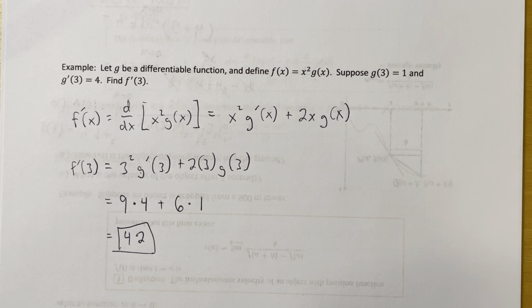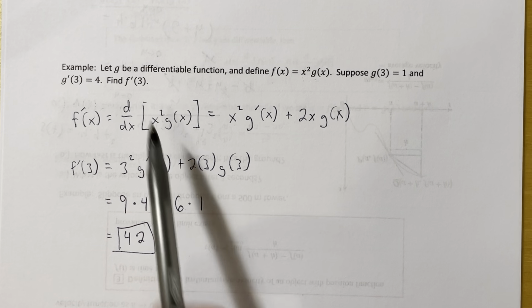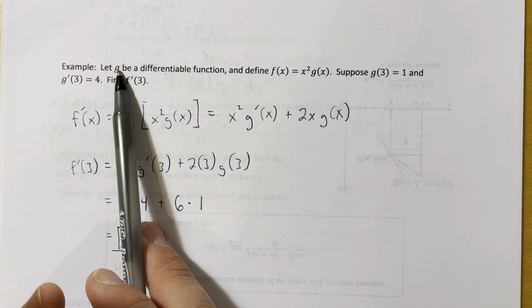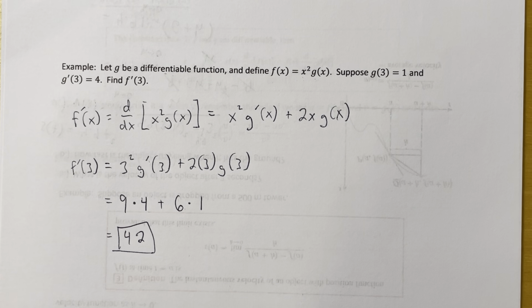So you'll see a problem or two like that in the homework where you may not have all of the information that you might want about g, but you do have enough to answer what the question is asking you. Let's go ahead and stop this section here, and we'll get into the quotient rule in the next part.